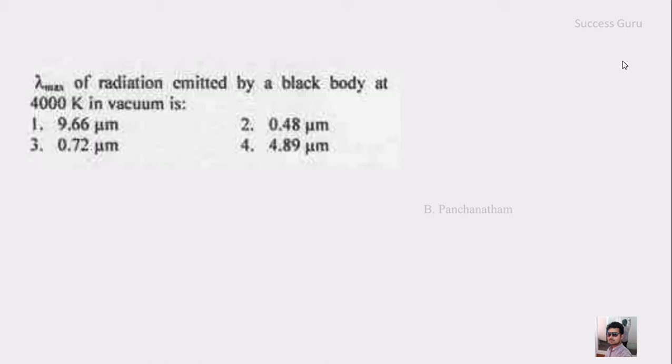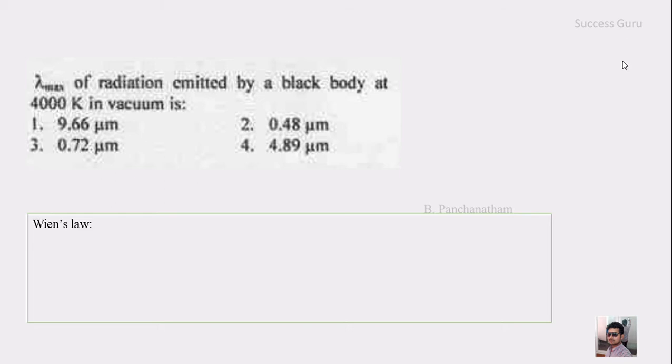And the first question is that the delta max of radiation emitted by a black body at 4000 Kelvin in a vacuum is. So what they had given is the temperature, and they had asked for the maximum radiation emitted by the black body. So the law which connects the temperature as well as the delta max is Wein's law. And according to that, delta max is equal to Wein's constant by temperature.